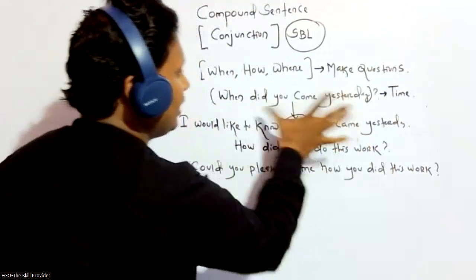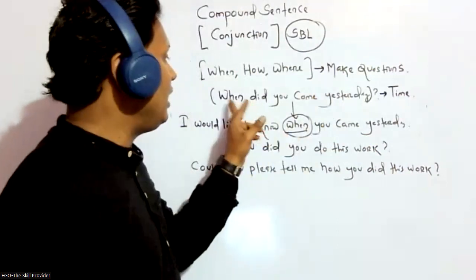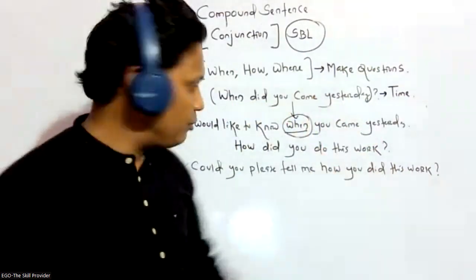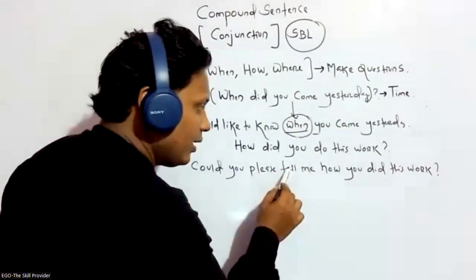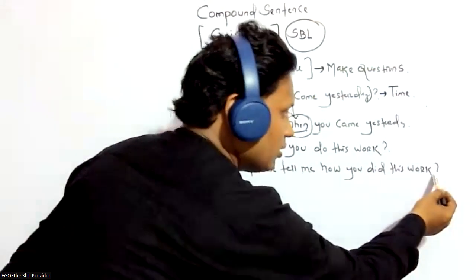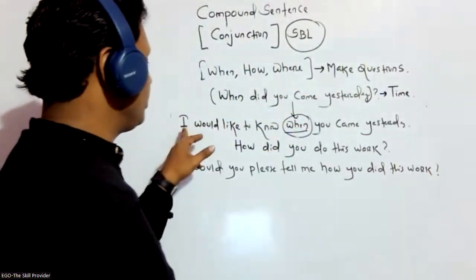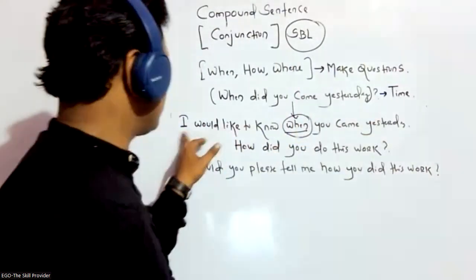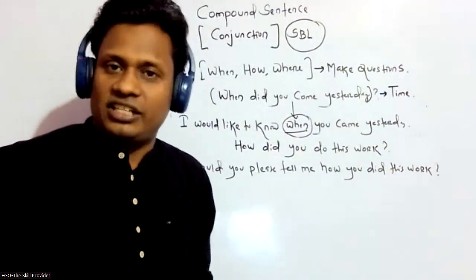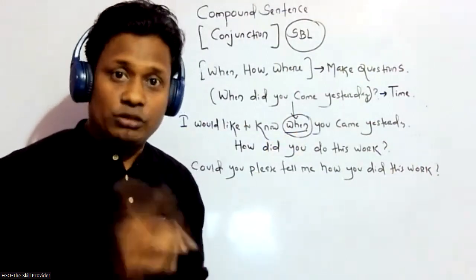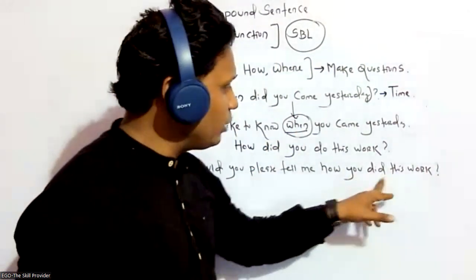When did you come yesterday? If I'm making it an affirmative or positive sentence, I have to say, you came yesterday. How did you do this work? Could you please tell me how you did this work? This is called a question because "could you" is there. Based on this first sentence, the second is completely a statement, a normal, positive sentence. There's no question mark. Please tell me how you did this.